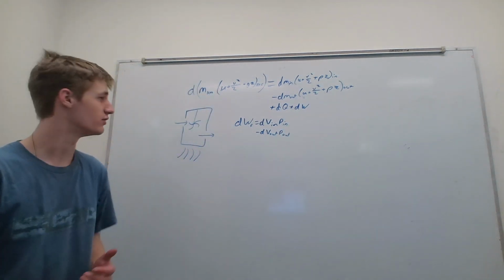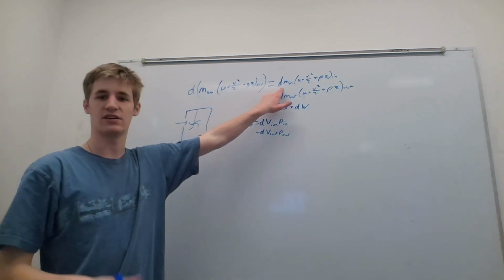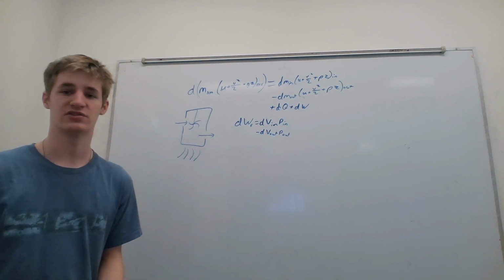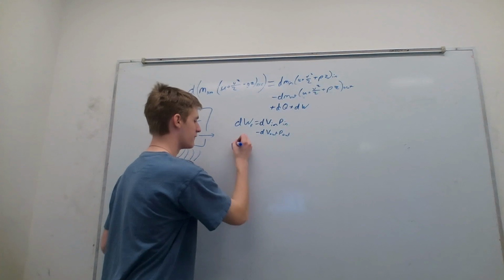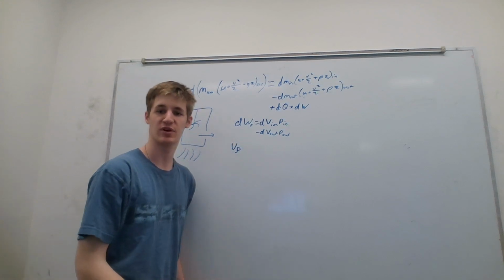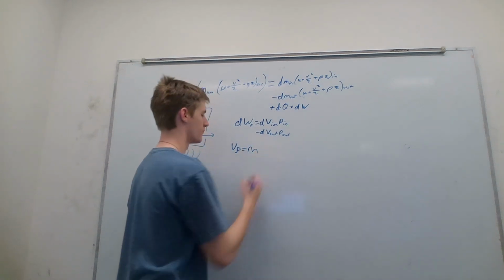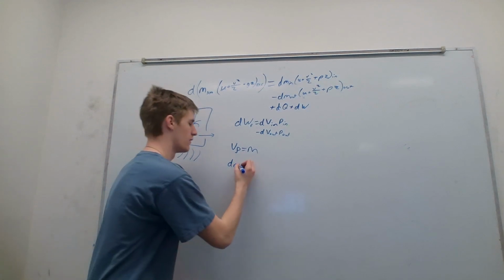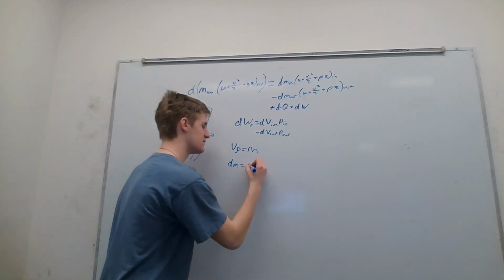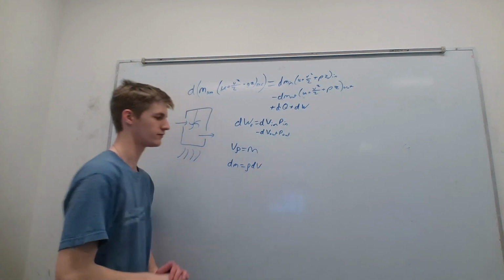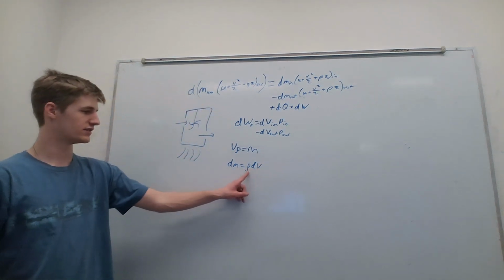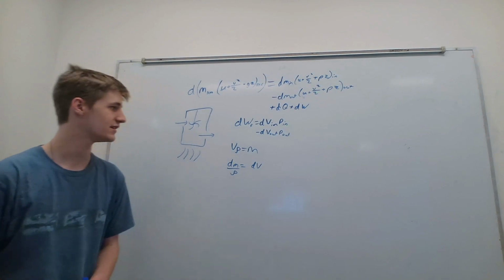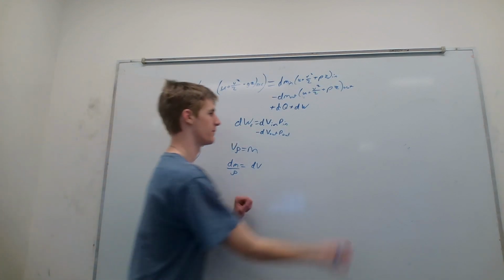And so now we want to write these in terms of a change in mass. If we look at volume, that's meters cubed. If we multiply volume by density, which is kilograms per meter cubed, we get our mass. Now taking the derivative, we get dm, the change in mass equals density times the change in volume. Now, dividing by density on both sides, we get that the change in volume equals change in mass over density. Now we can substitute that in.